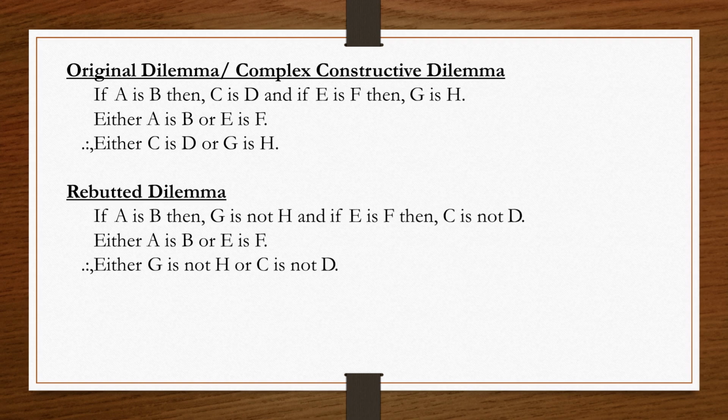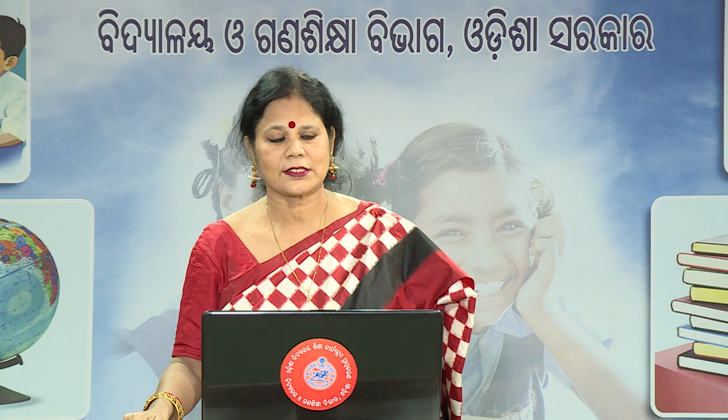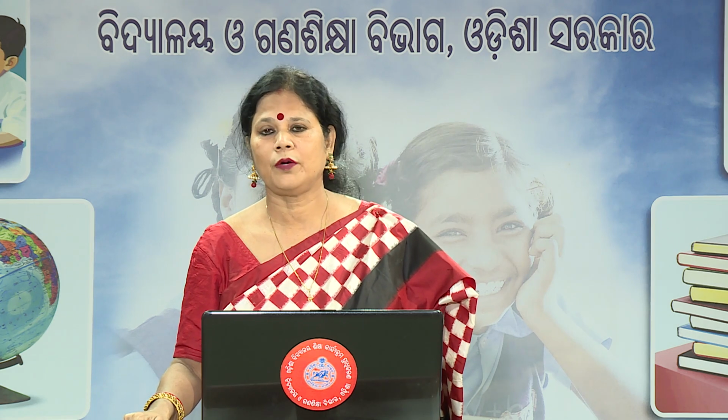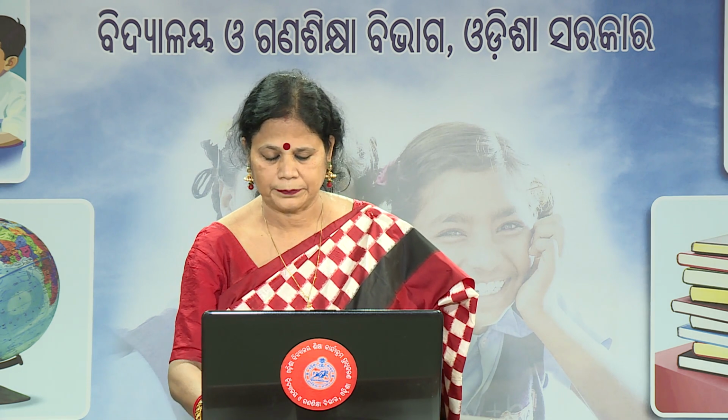Either A is B or E is F. Therefore either G is not H or C is not D. This is the rebutted dilemma. Now we will see one concrete example of rebutted dilemma.